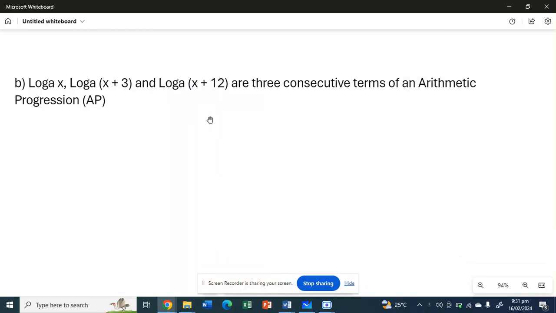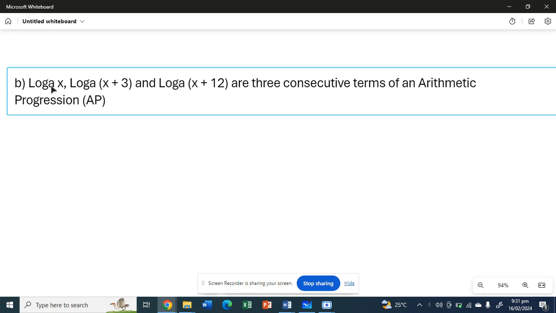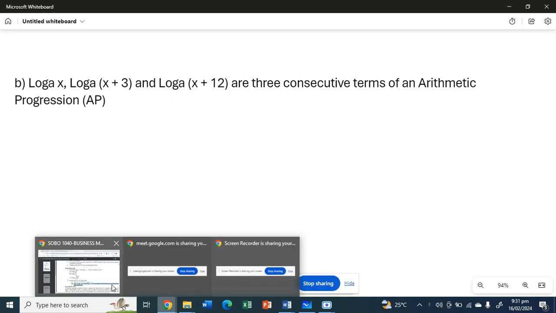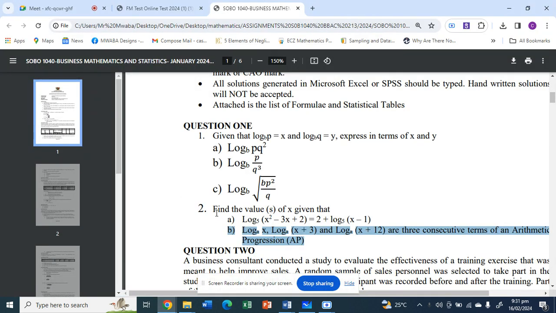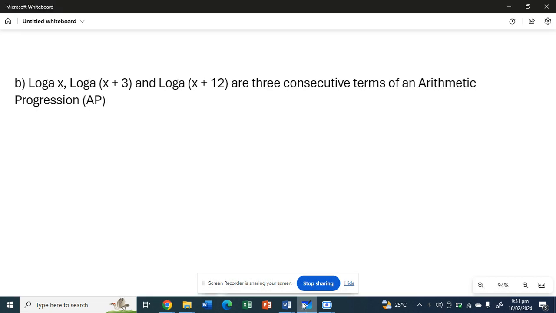All right, so we have a question here. It says log a (x+3) and log a (x+12) are three consecutive terms of an arithmetic progression. And they want us to find the values of x, right?